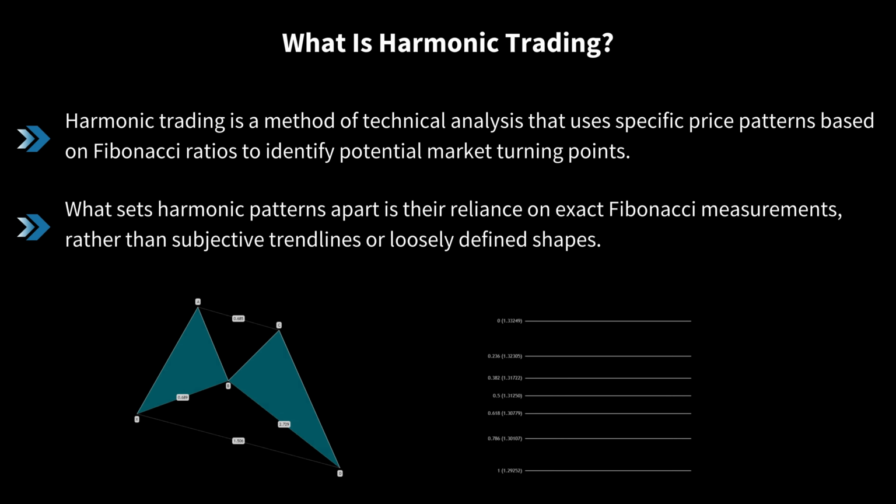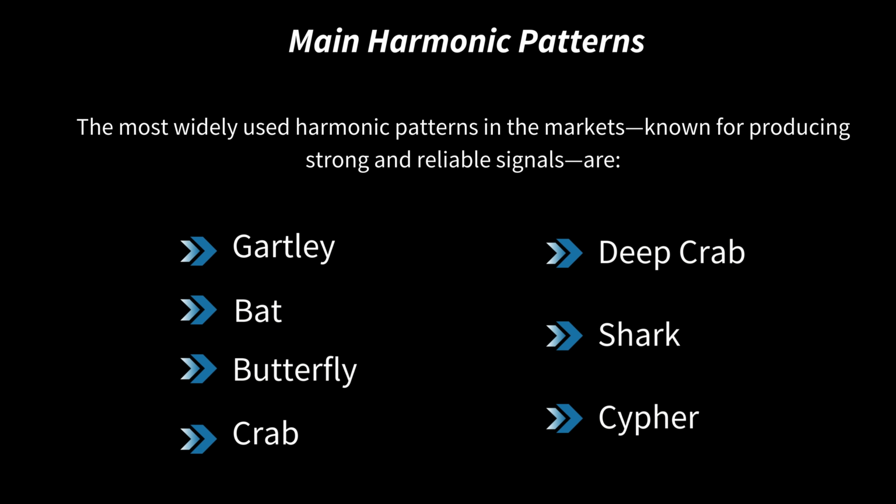What is harmonic trading? Harmonic trading is a form of technical analysis that uses precise price patterns based on Fibonacci ratios to pinpoint potential market turning points. What sets harmonic patterns apart is their reliance on exact Fibonacci measurements, rather than subjective trend lines or loosely defined shapes. Main harmonic patterns. The most widely used harmonic patterns in the markets, known for producing strong and reliable signals, are Gartley, bat, butterfly, crab, deep crab, shark, and Cypher.